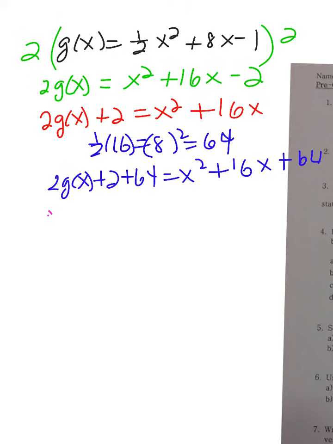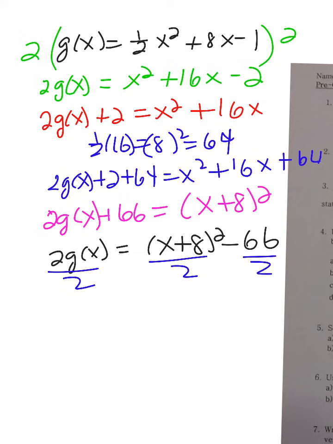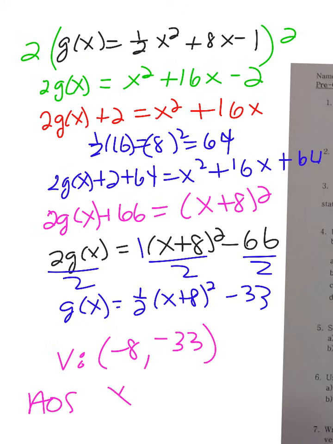All right, so on the left side, I get 2g of x plus 66 equals x plus 8 squared. Minus the 66 over, so it's 2g of x equals x plus 8 squared minus 66. Now you have to get rid of the 2 here, so divide everything by 2. So I get g of x equals, remember there's really a 1 here, so it's 1/2 times x plus 8 squared minus 33. Vertex, negative 8, negative 33. Remember, it's only the h that changes sign. And my axis of symmetry is x equals negative 8.